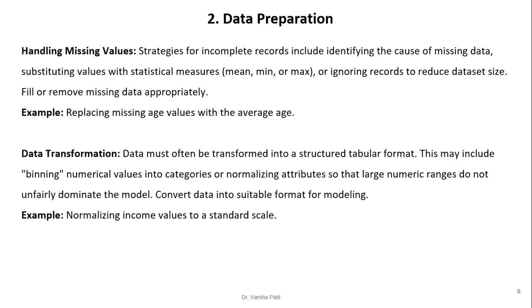Data transformation. Data must be transformed into a structured tabular format. This may include binning numerical values into categories or normalizing the attributes so that numeric ranges do not unfairly dominate the model. For example, if two columns are there and the first column, that is the first feature, has values between 0 to 10 and the second feature has values between 0 to 1 lakh, at that time to train the model we require more time, so it is better to normalize both the columns so that the learning is easy and understanding of the data becomes easy. That is nothing but converting the data into a suitable format for modeling.